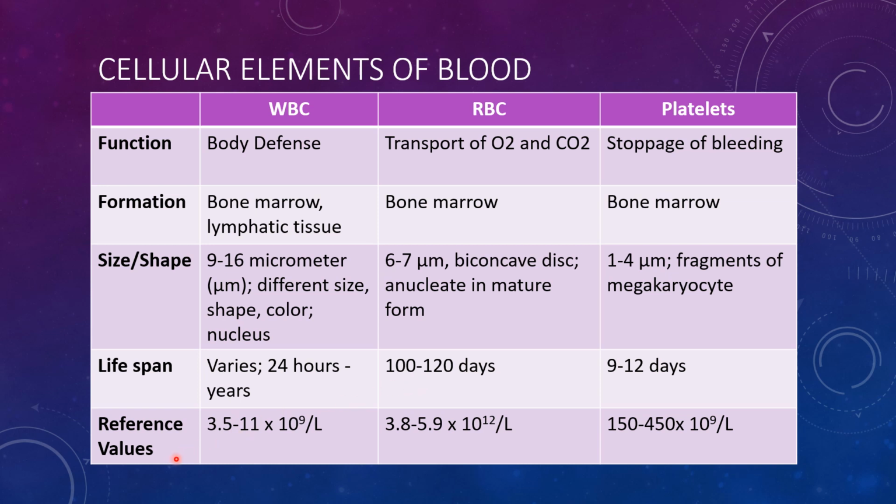So the reference values of each cellular element: for your WBC, that is 3.5 to 11 times 10 to the 9th per liter. While your RBC, that is 3.8 to 5.9 times 10 to the 12th per liter. While your platelet, that is 150 to 450 times 10 to the 9th per liter.